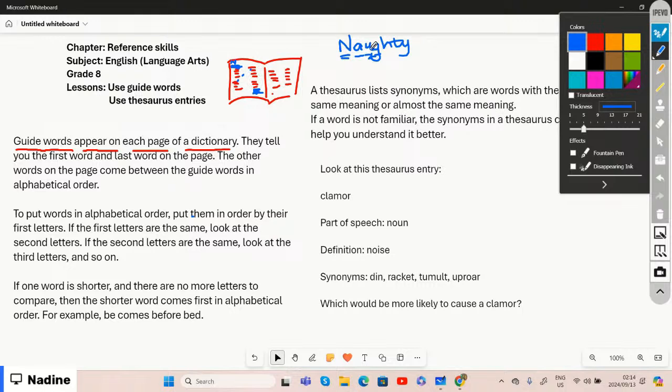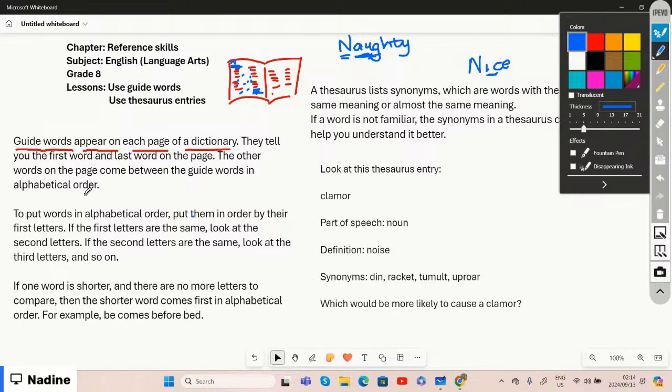So any words with letters A, U, or E, any letters that are between naughty and nice. For example, with letters like A, B, C, D, E, let's say A and E, you will find between naughty and you will find between nice. And all the other words in between these two guide words are also just going to be in alphabetical order.